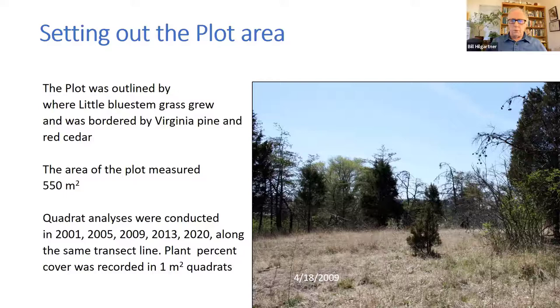And so the plot was outlined by where little bluestem grass was growing. It was bordered by Virginia pine and red cedar. When I measured it out, the plot measured roughly 550 square meters in area. And then I took a series of quadrat analyses over the years. They were set up along a transect line so that I could go back to these same plots year after year, or every few years, to see how things are the same or changed in some way at those local spots. I did that, as you can see, in the years 2001 through last summer.